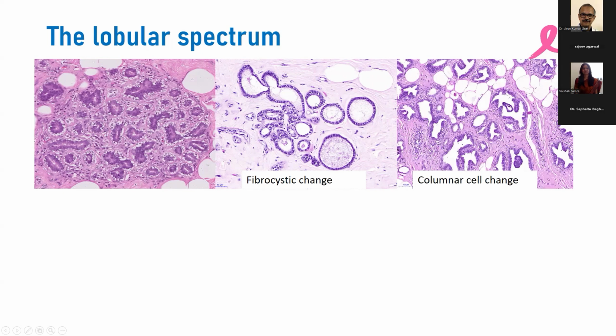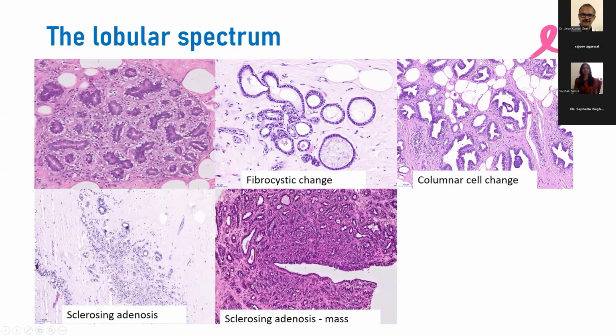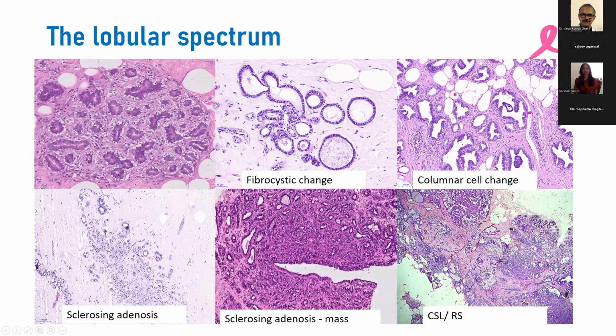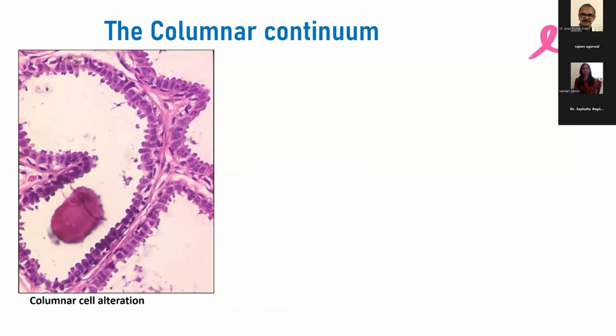And anything that is not proliferating is also a source for mutations. So what you get is a columnar cell change, which is the first step towards neoplasia in breast cancer. And if that acinar proliferation forms a mass, it's sclerosing adenosis. And if it is a little more complex, like what I call this khichdi, then it is a radial scar. So let's look at the columnar cell continuum. So what is columnar cell change?